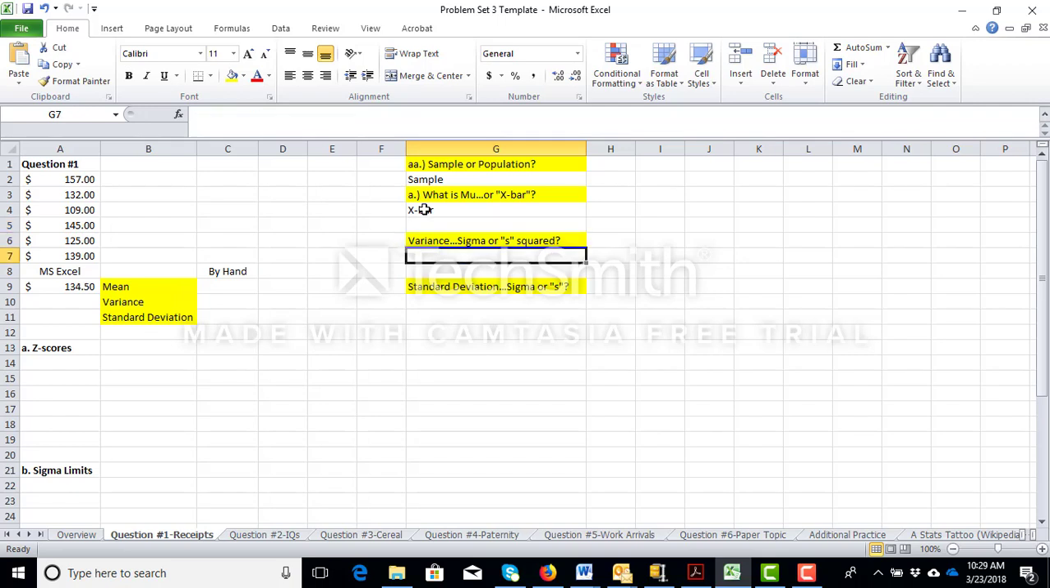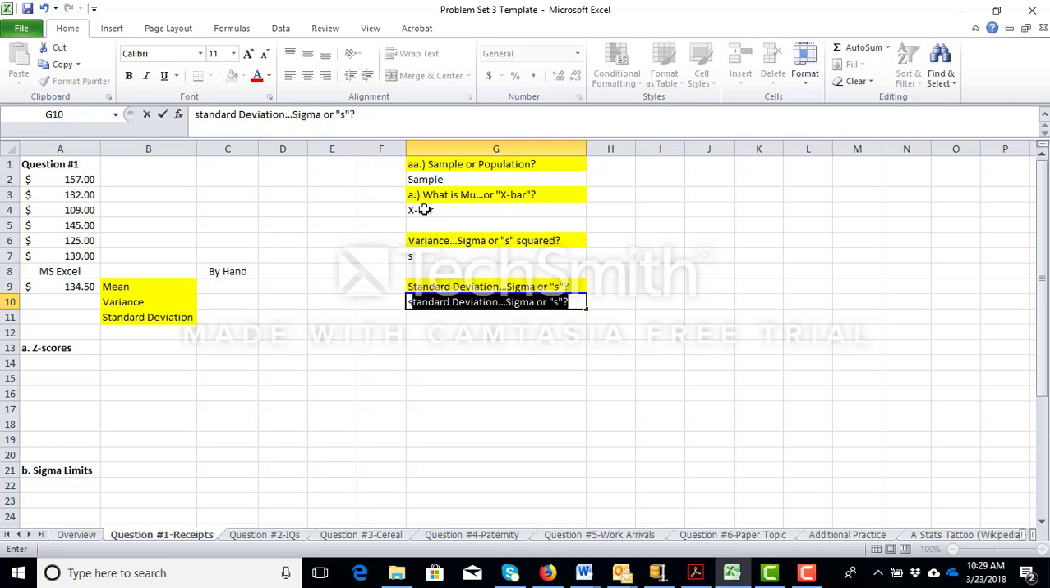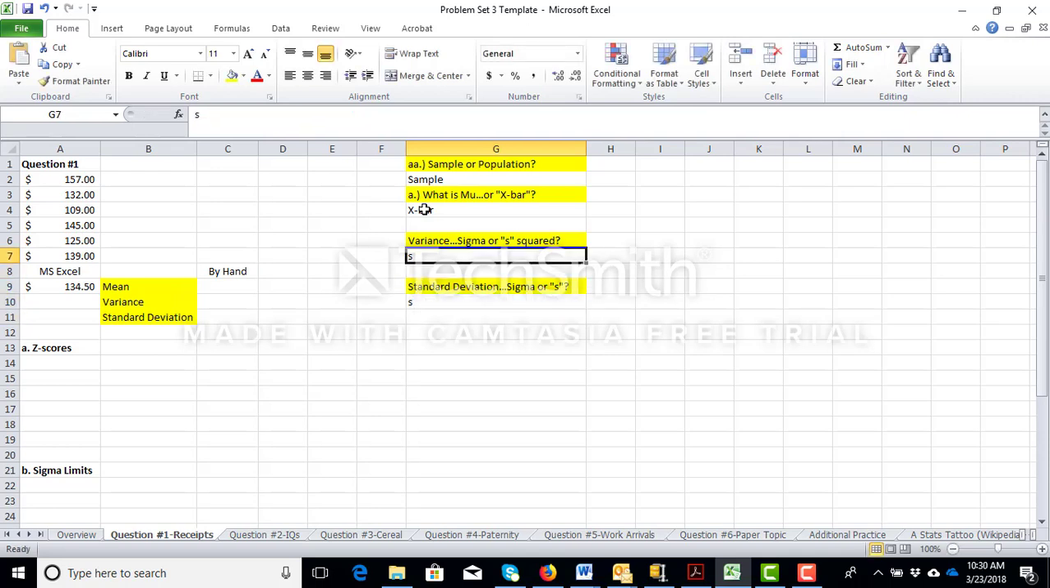And since we're dealing with a sample, when we talk about variance, it'll just be S. When we talk about standard deviation, it'll be S squared. Oh, I'm sorry, I got that backwards. Variance will be S squared, and standard deviation will be denoted as S instead of sigma or mu.